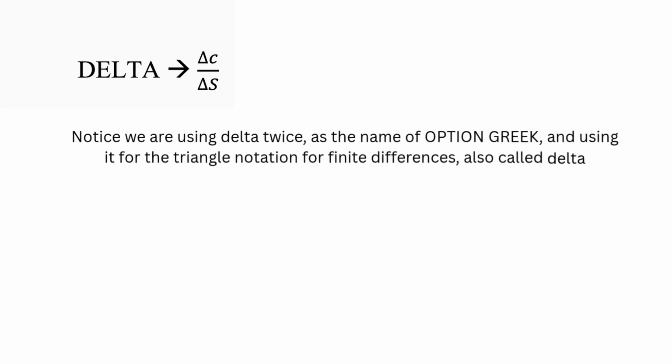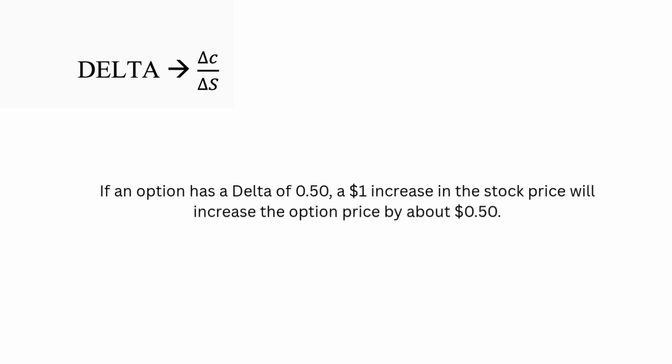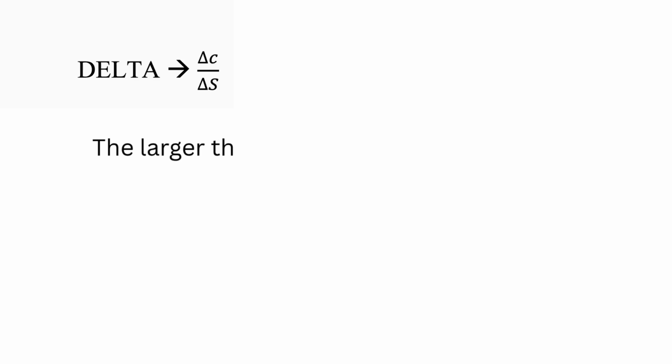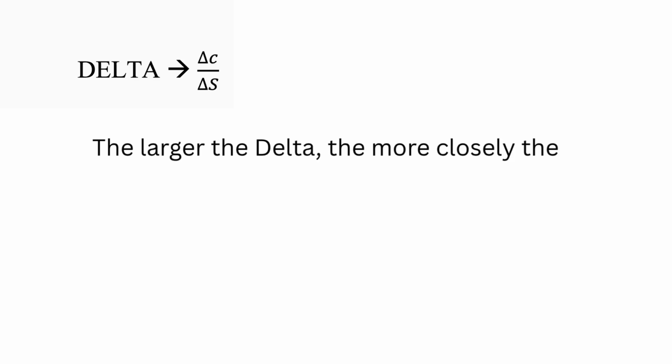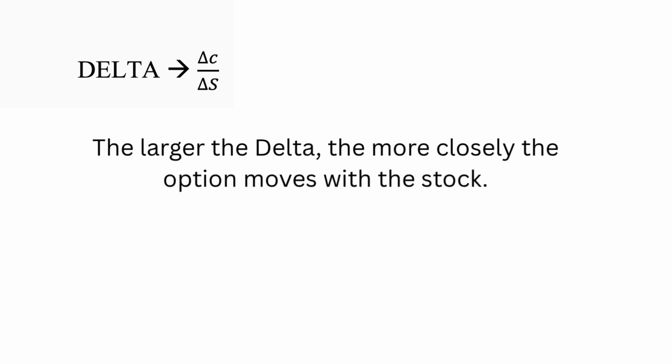This is the change in the price of the call option, delta C, as the stock price S changes, or delta S. Notice we are using delta twice as the name of the option Greek and using it for that triangle notation for finite difference. Well, that's also called delta. Just kindly note this. So for example, if an option has a delta of 0.50, a $1 increase in the stock price will increase the option price by about 50 cents. So think of delta as the speed or velocity of the option relative to the movement of the stock price. The larger the delta, the more closely the option moves with the stock.